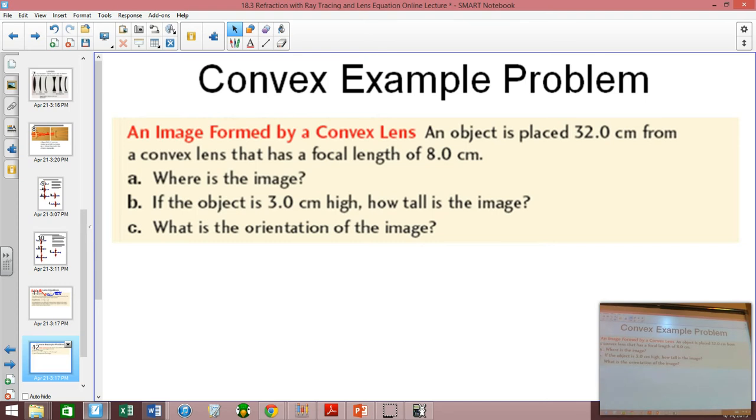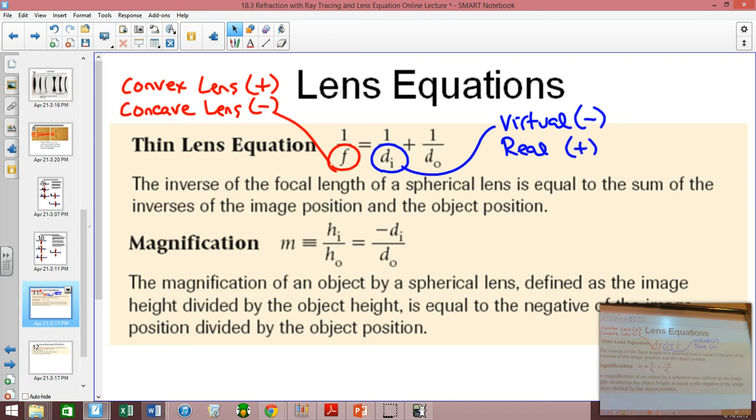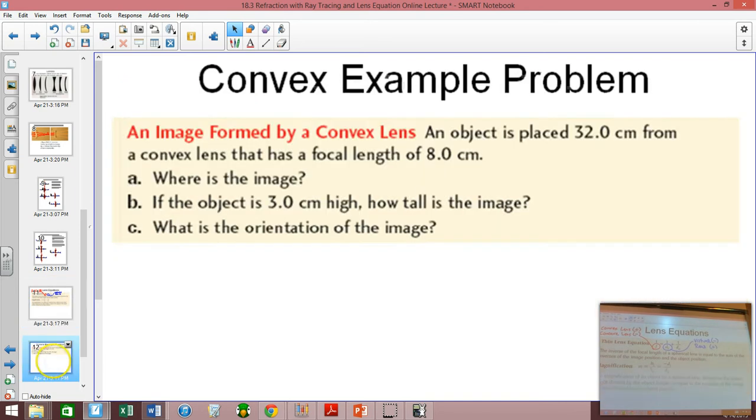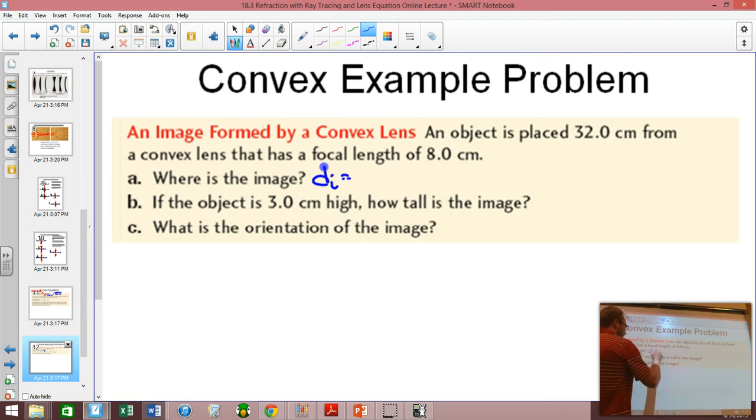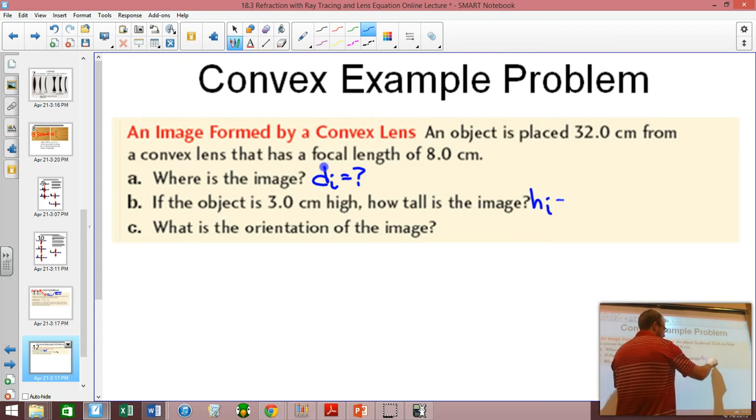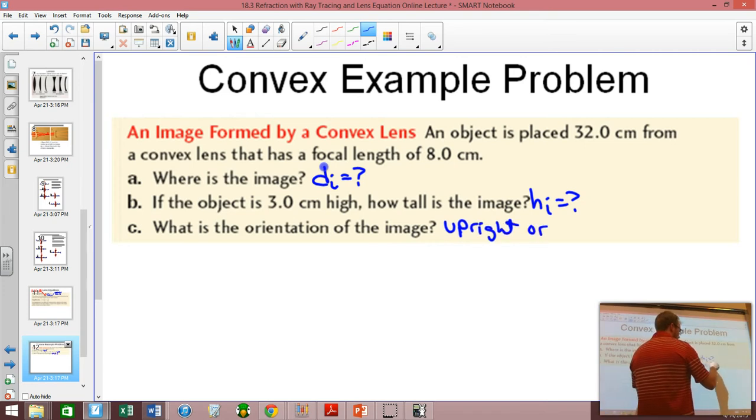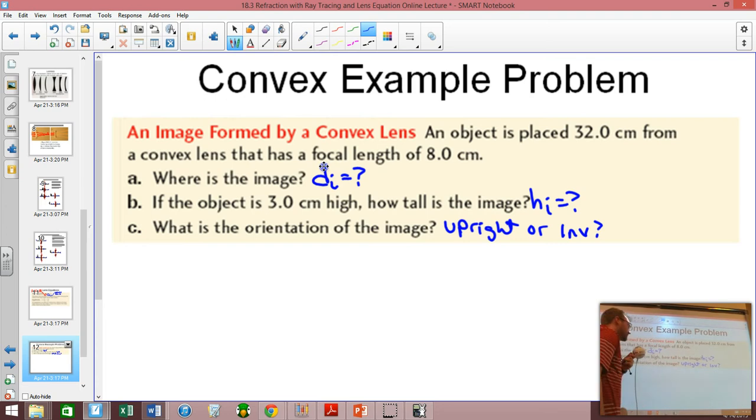It says an image formed by a convex lens. An object is placed 32 centimeters from a convex lens that has a focal length of 8 centimeters. Where is the image? How tall is the image? What is the orientation? Orientation means upright or inverted. So we're going to go through it.